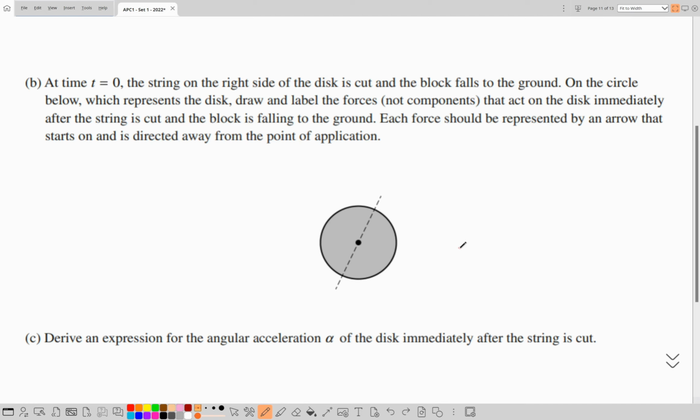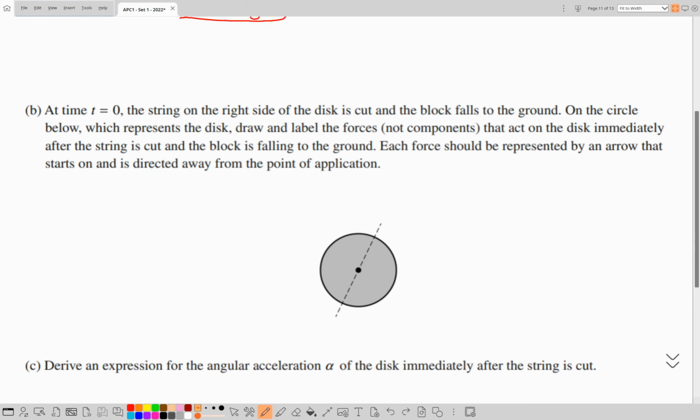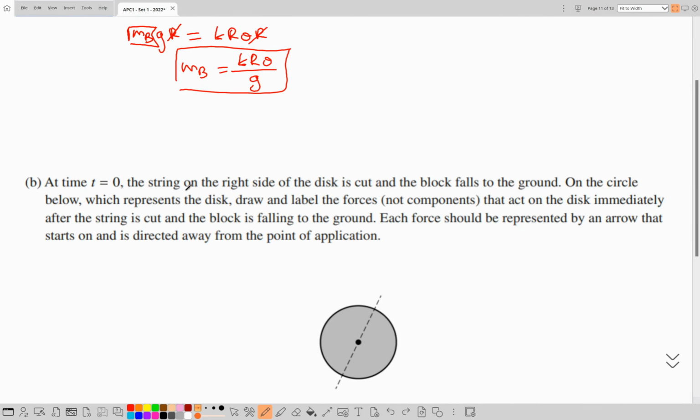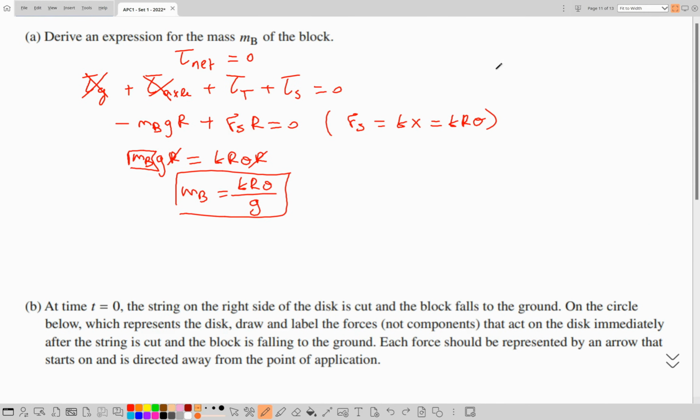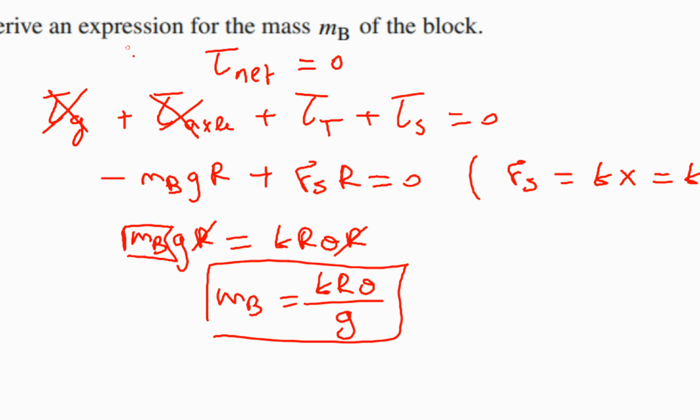Again, the angle is given by theta and the block is falling to the ground. Each force should be represented by an arrow that starts on and is directed away from the point of application. So basically, since we need to draw the free body diagram at the exact time t equal to 0, we have the same forces given by the 4 forces, but we can eliminate this one because now the string is cut.